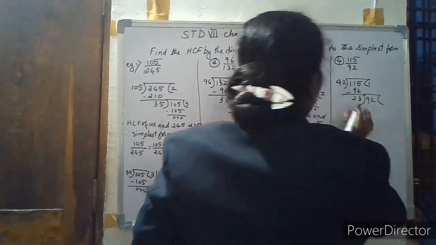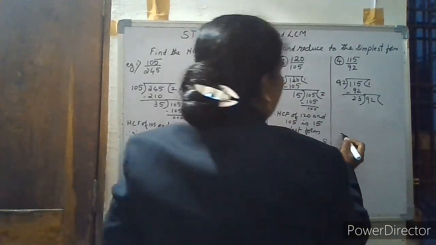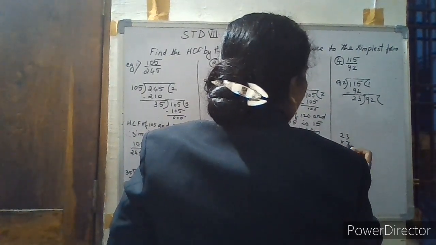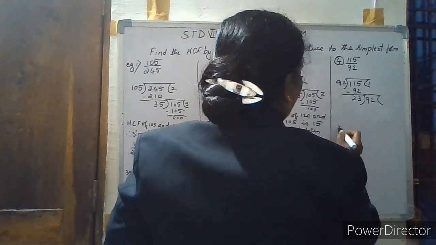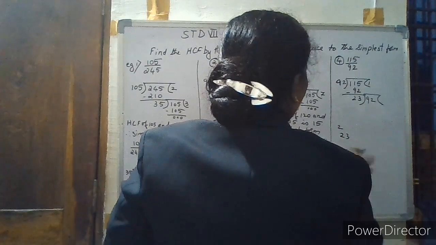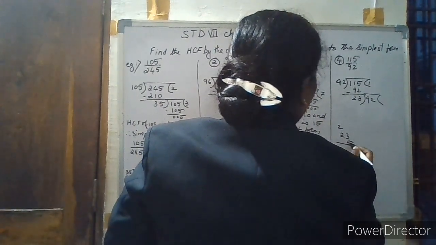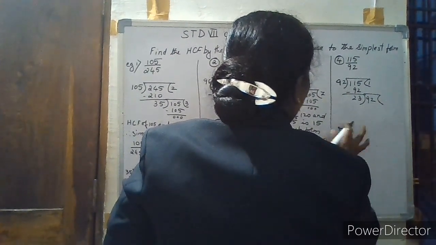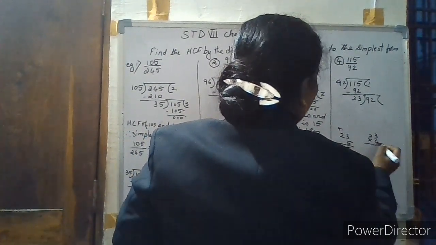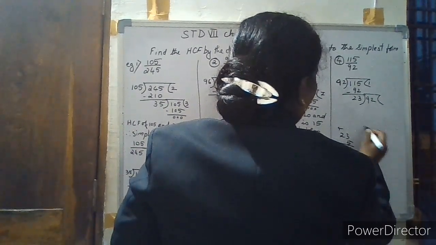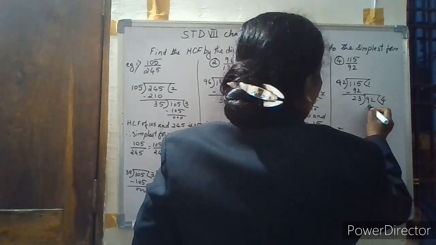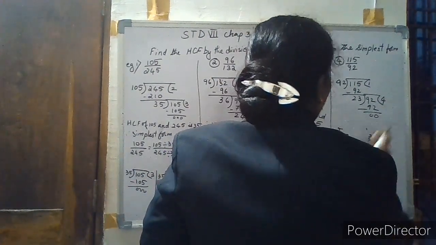Here 92, the previous divisor, 23. Suppose 7, 7 threes are 21, carry 2, 7 twos are 14. No. 4 threes are 12, carry 4, 4 twos are 8, 1, 9. Yes, 4 times. So it is 92 minus, 0 0.